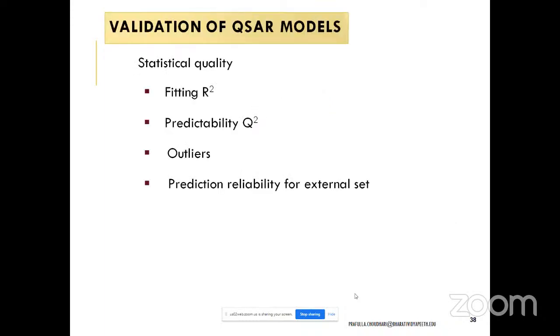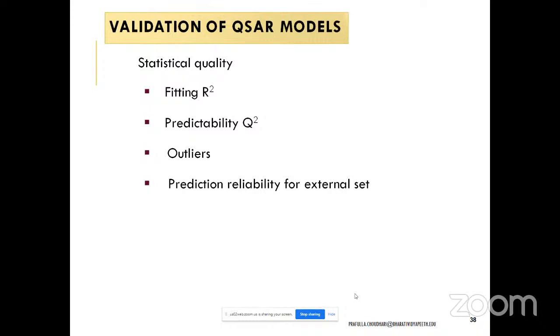Now, after the discussion of this, how can this QSAR model be validated? What are the different validation patterns of this QSAR model? Normally, they are validated with the help of statistical quality, that is the regression coefficient, then the predictive coefficient, outliers, and the predictive reliability of the external set. Now, the first three are statistical parameters, but the last is the experimental parameter, that is the prediction reliability of the external set.